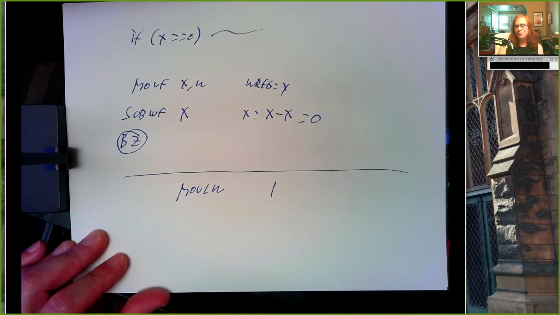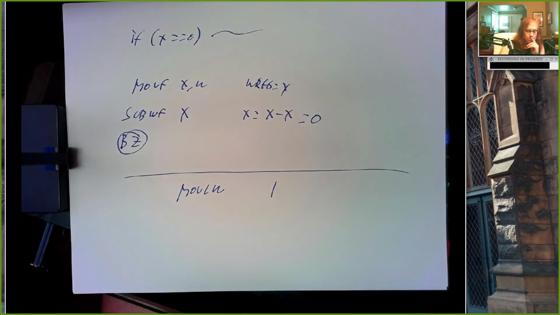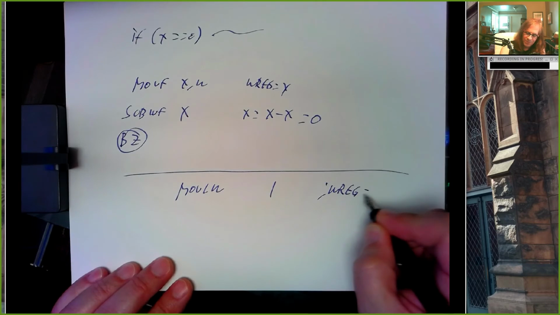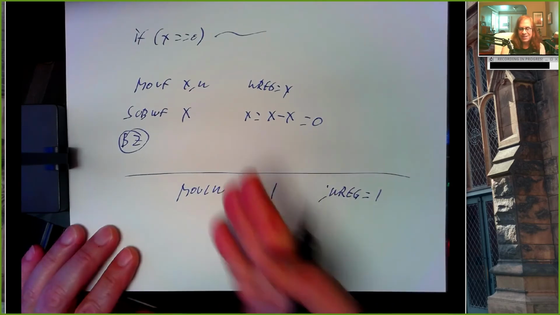Alright, move LW 1. What does that instruction do? Move literal. Moves a literal. What's the literal value? 1. And where does it put it? Right. Yep. So if you want a 1 in wreg, that's the way to do it.